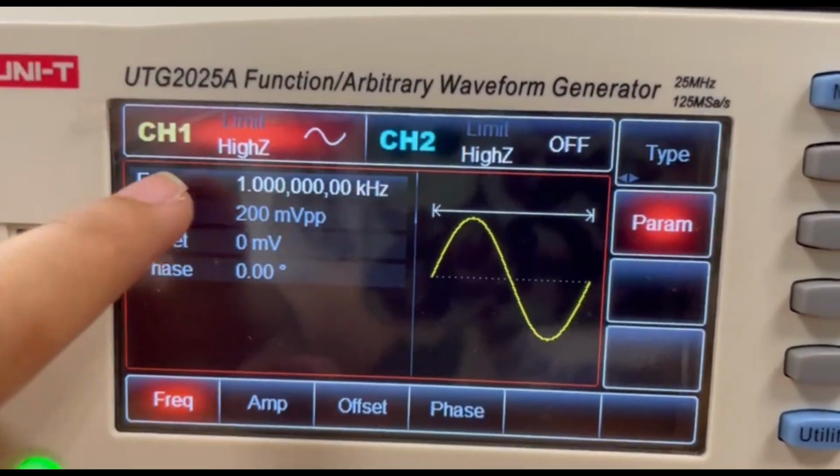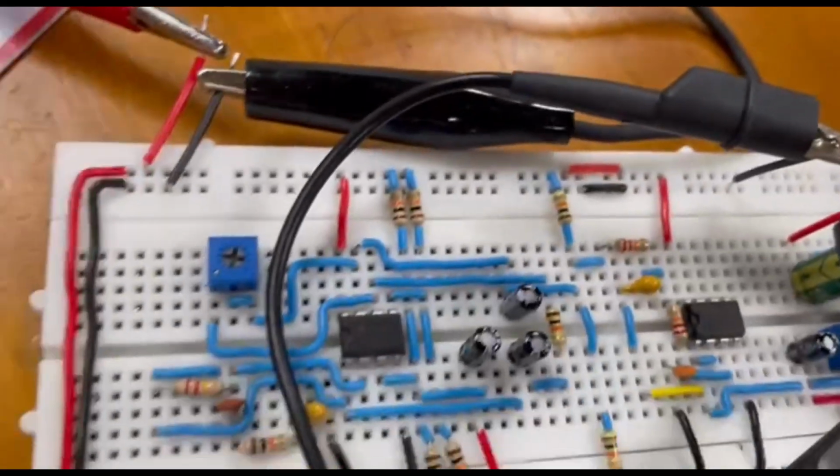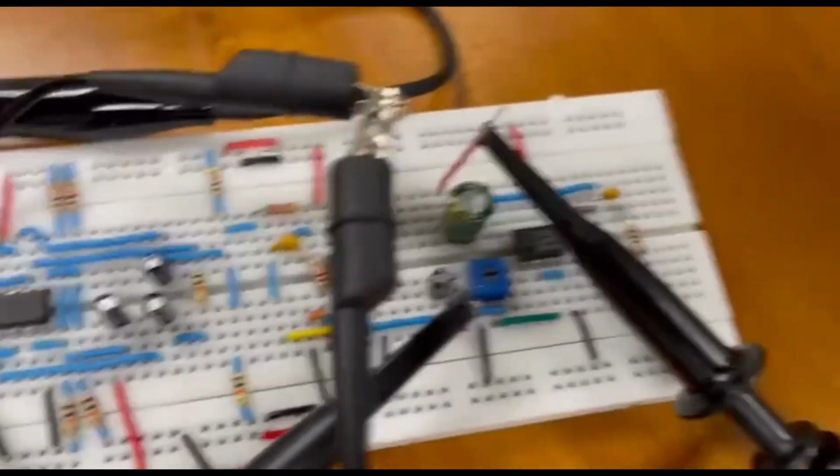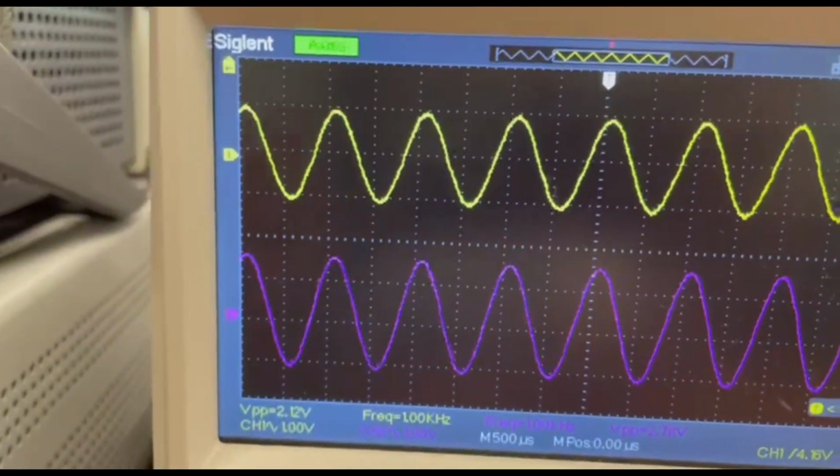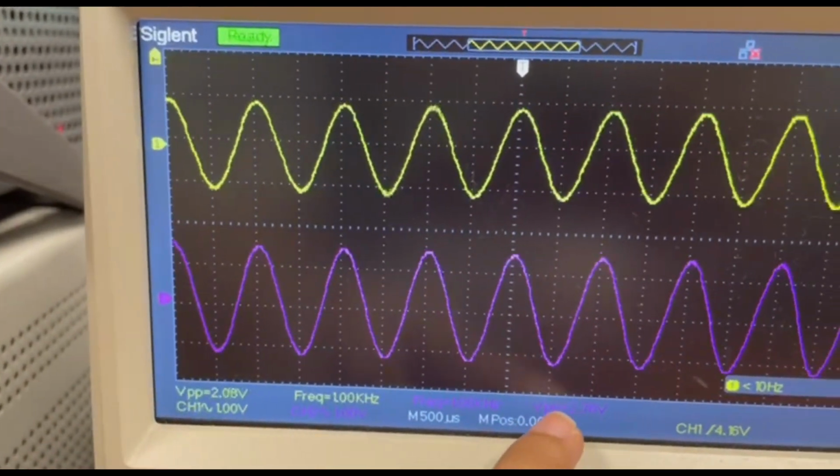Here, I measured the same stage but with a 1 kHz frequency instead. You can see that my TP4 is around 2 volts while my TP5 is around 2.72 volts.